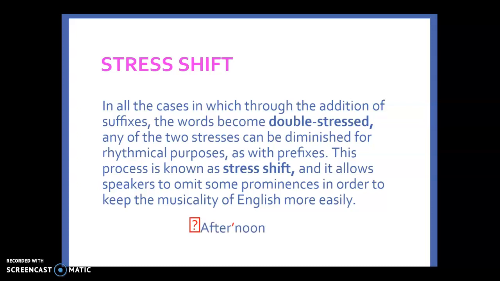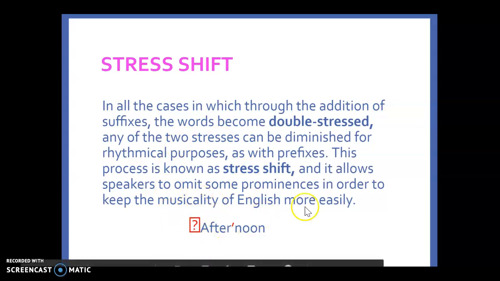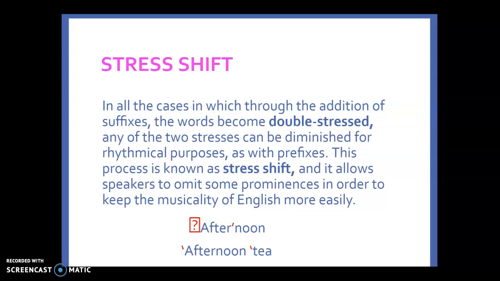So we have the word afternoon. This symbol I have here as a question mark is a secondary stress. So the main stress would be here, on "noon". But what may happen is that this secondary stress I had here becomes a primary stress because I have another word containing a main stress here. So this primary stress disappears and this secondary stress becomes a primary stress. So I do not say afternoon tea, but I say afternoon tea. This is to keep rhythmicality, musicality at the moment of speaking. This can affect words containing two stresses.